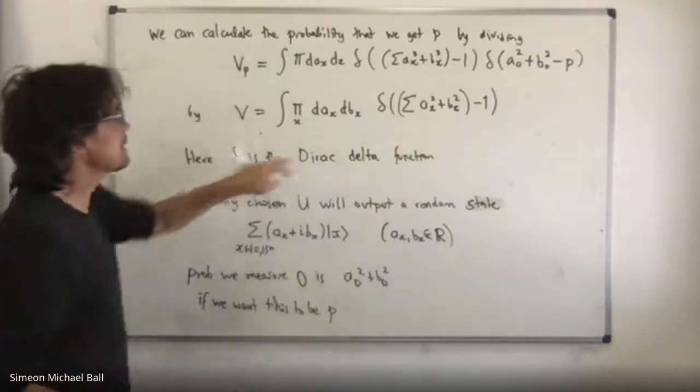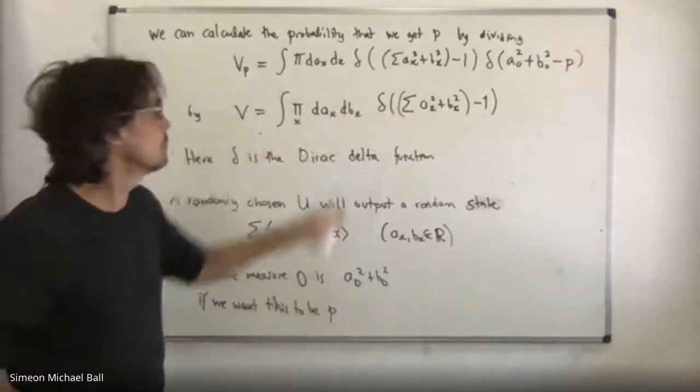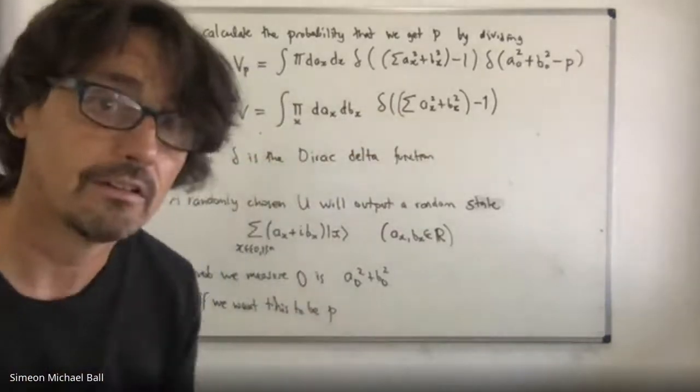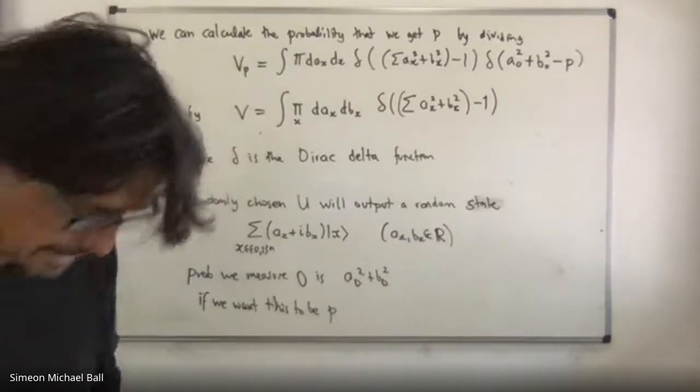So here, this just picks out the bits where this is 0. It's 0 unless what's in here is 0, in which case it's integrally 1. Yeah, have you seen that before somewhere? The physicists, I'm not sure I've seen it.